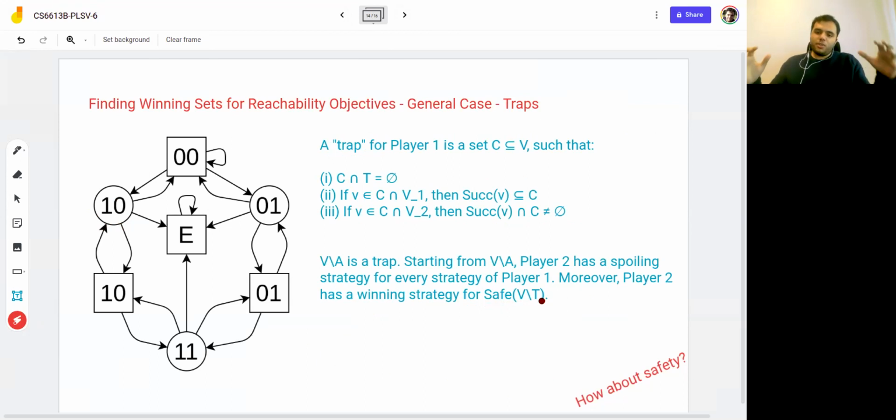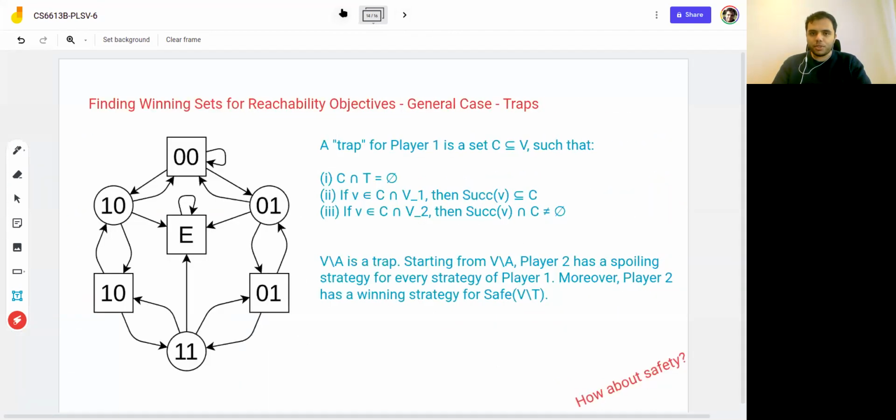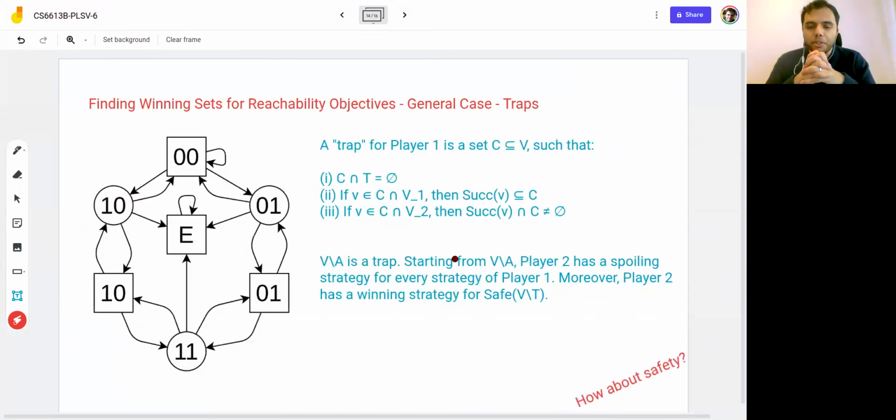So we want to have a zero-sum game. Player 1 wants to reach the states T. Player 2 wants to make sure that we always stay out of T. We always stay in V minus T, right? So we know that if we start this game from anywhere in A, player 1 wins. But now let's say that we started it from somewhere outside of A. I want to show that player 1 cannot win.